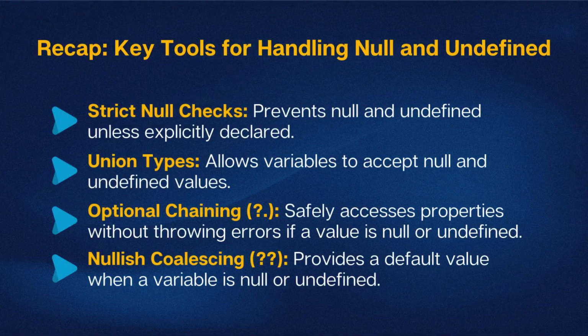Utilizing strict null checks, union types, optional chaining, and nullish coalescing equips you to handle null and undefined gracefully. These practices not only safeguard your applications, but also ensure that they are resilient and reliable.